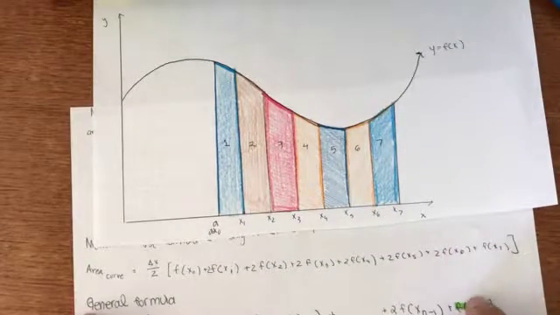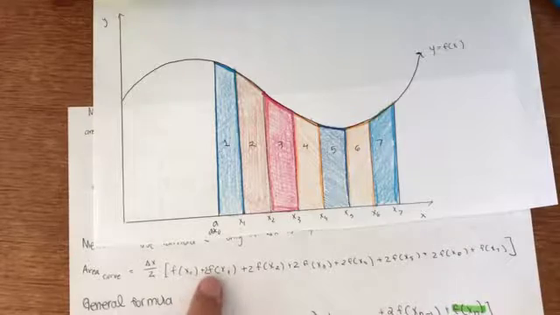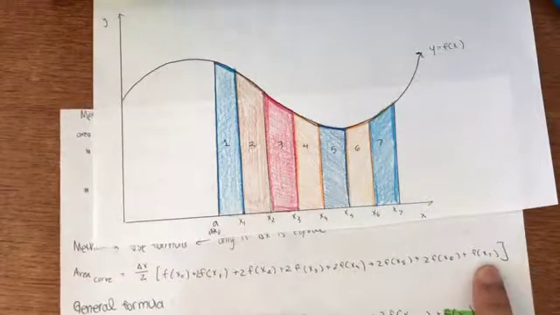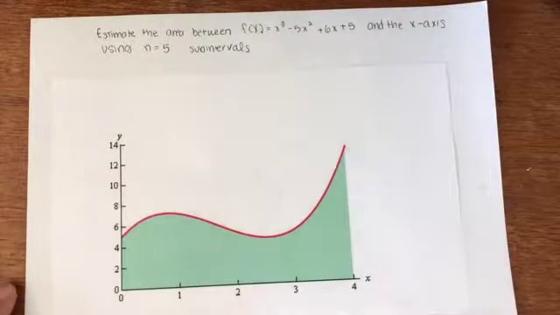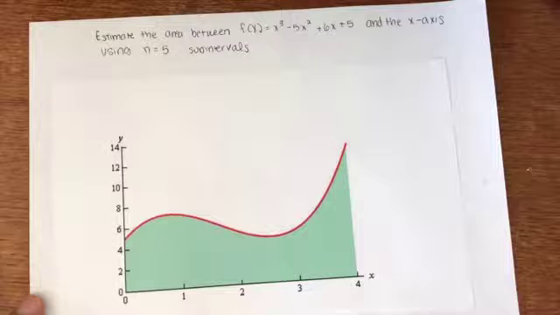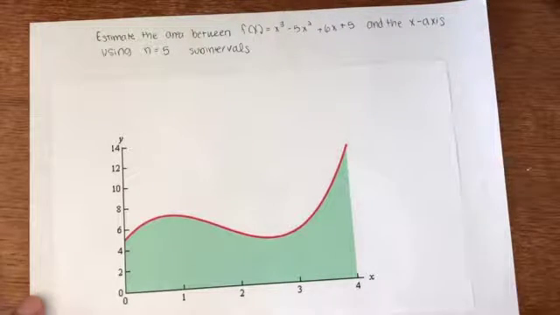So in this case, you would have f of x sub 0 plus 2f of x sub 1 plus 2f of x sub 2 all the way to just f of x sub 7. Now we can do a practice problem. The problem is: estimate the area between f of x equals x cubed minus 5x squared plus 6x plus 5 and the x-axis using n equals 5 subintervals.